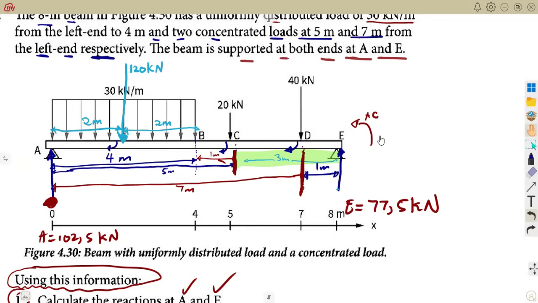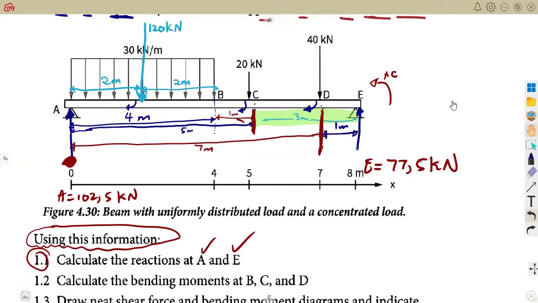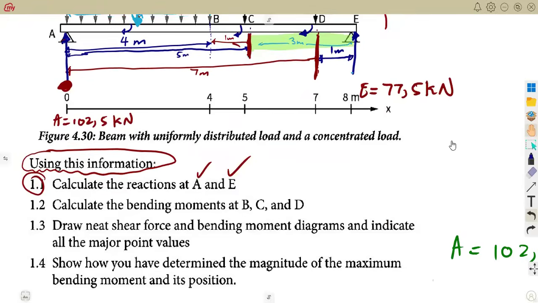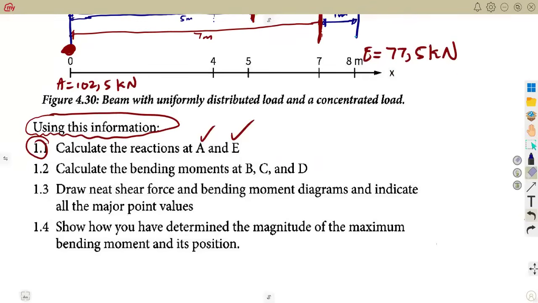This is our N3. We are just having a recap of N3. Now N4, we are starting now here. 1.2. Calculate the bending moments at B, C, and D.